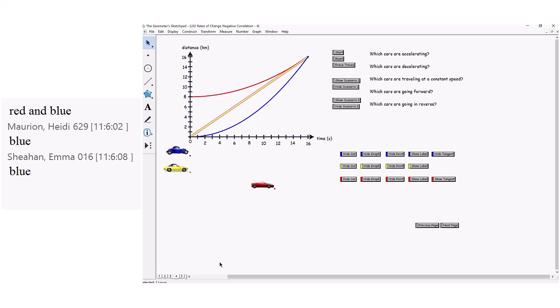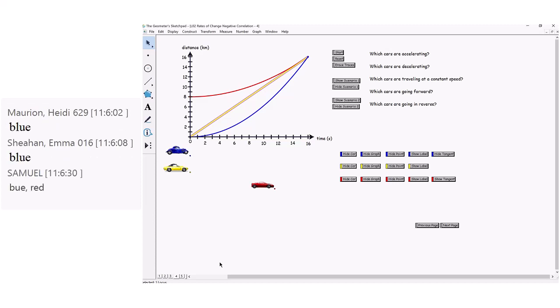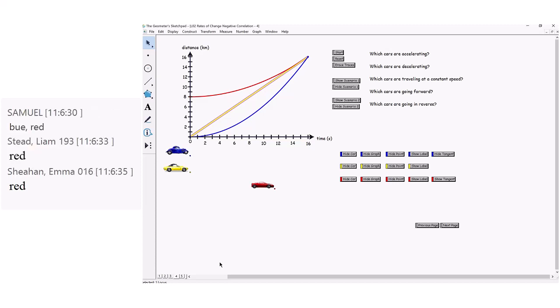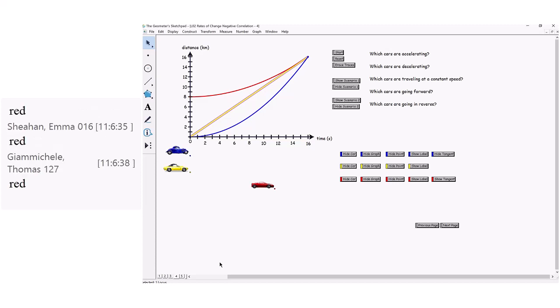Is there more than one car that's accelerating? I agree. Blue is definitely getting steeper. That curve is getting steeper. Is there another curve that's getting steeper? Yeah, you're right. Both blue and red are getting steeper. So those are the cars that would be accelerating.